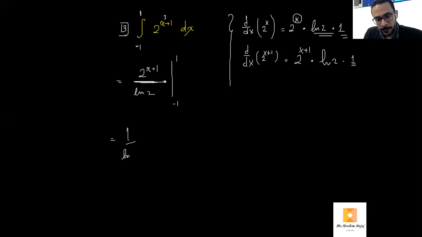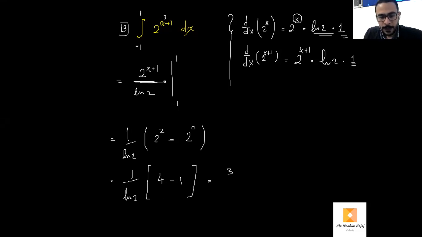1 over ln 2 times 2 to the power of 2. Okay, then minus, when I substitute by 1, it's 2 to the power of 2, and I took ln 2 as a common factor. Minus, when you substitute by -1, it's 2 to the power of 0. So 1 over ln 2 multiplied by a bracket: 4 minus 1, which is 3. So your answer is 3 over ln 2.